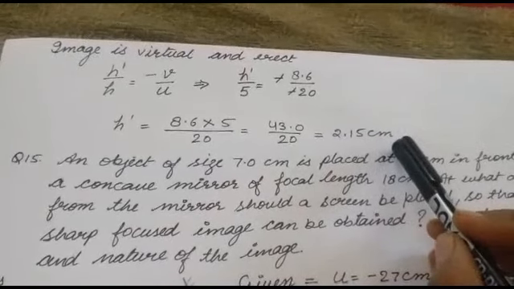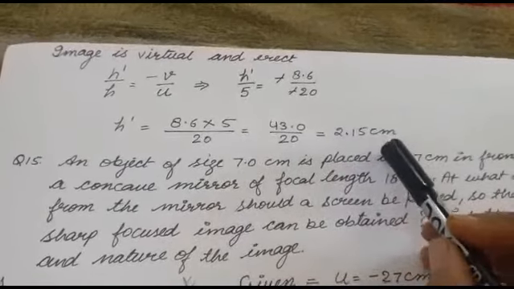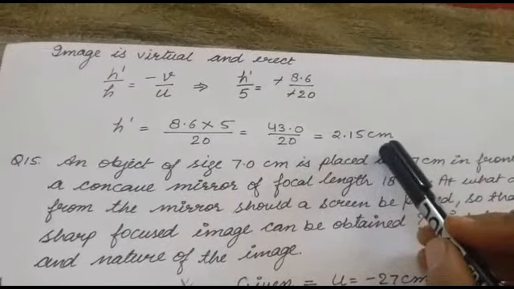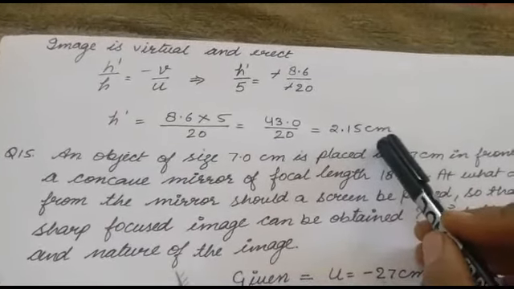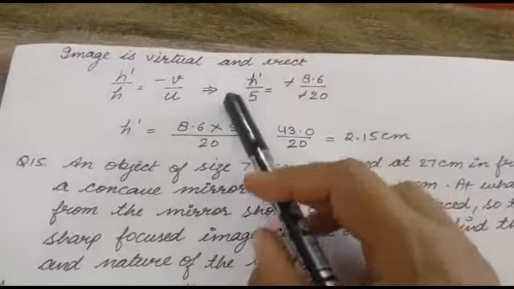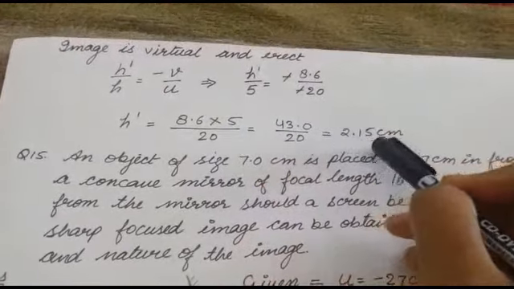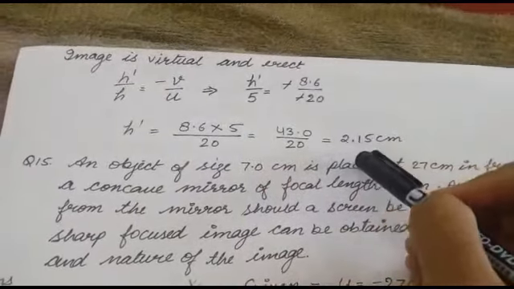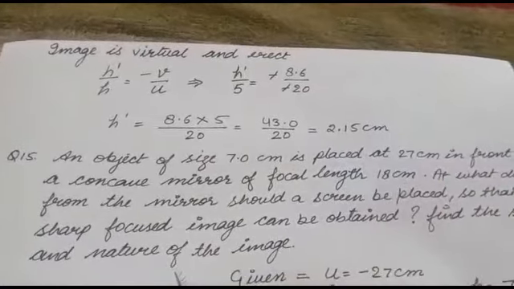It means the height of the image is 2.15 centimeter. It is much smaller than the object, because the height of the object was 5 centimeter, while the image is formed of just 2.15 centimeter.